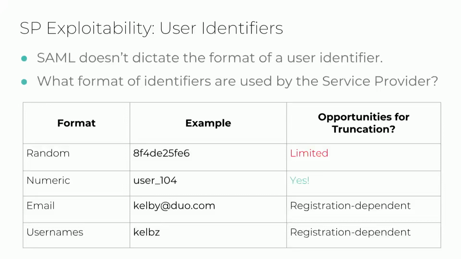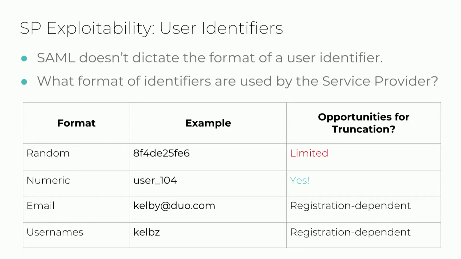Another SP-specific detail is how name IDs are processed. So the only requirement for user identifiers conveyed via name ID is that it uniquely identifies a specific user. Identifiers could be anything from user-selected usernames to just completely opaque random identifiers. Using random identifiers is probably unlikely to be truncatable to anything interesting, but things like numerical user identifiers, which could be auto-provisioned to users, could be very exploitable because numbers like 104 could be truncated to become 10 or 1.